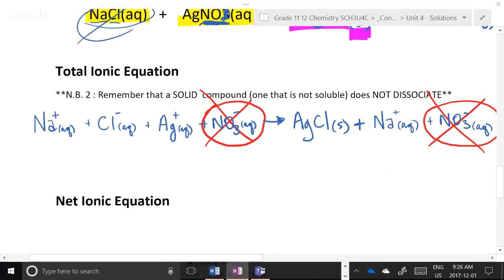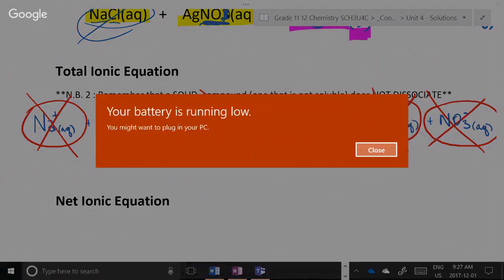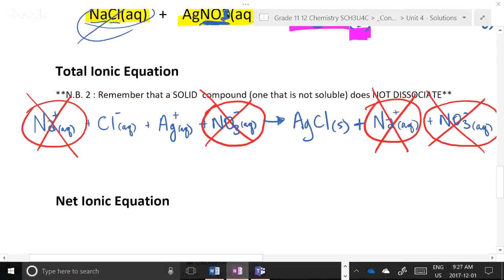What else is a spectator ion here? What else is just hanging on? Yeah, sodium. Sodium over here is a plus charge. Sodium over here is a plus charge. So sodium is involved in making this reaction happen in as much as we had to use the sodium to deliver the chlorine, but sodium was just chlorine's taxi into this reaction. Nitrate was just silver's taxi into this reaction. They don't actually get involved in the chemistry.